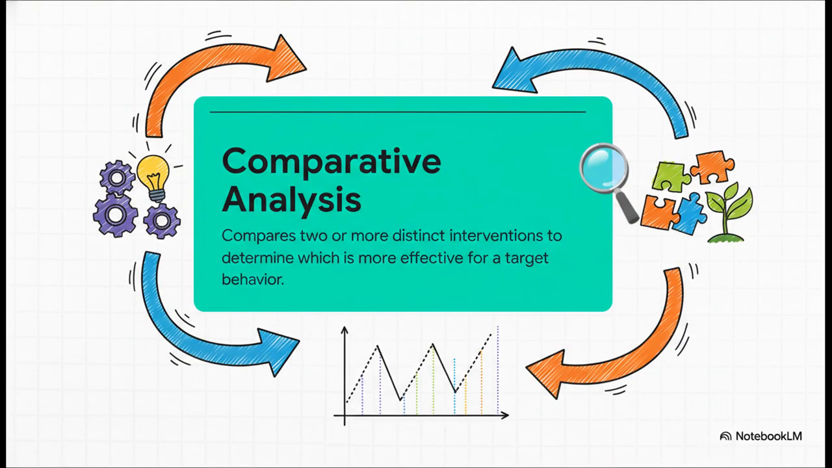First up in our toolkit is the comparative analysis. This is what you pull out when you're comparing 2 or more totally different interventions to see which one works better. You'll often see this done with an alternating treatments design, where you're quickly switching back and forth between the interventions. This lets you see pretty fast which one has a bigger, better effect on the behavior.